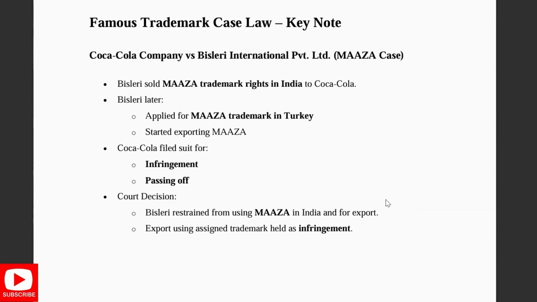And the famous trademark case to note: Coca-Cola Company versus Bisleri International Private Limited, that is the Maaza case. Here, Bisleri sold the Maaza trademark rights in India to Coca-Cola. Bisleri later applied for the Maaza trademark in Turkey and started exporting Maaza to that country. Then Coca-Cola filed a suit for infringement and passing off. The court's final decision was that Bisleri is restrained from using Maaza in India for export, and the export using the trademark was held to be infringement. So it was told to stop doing that.